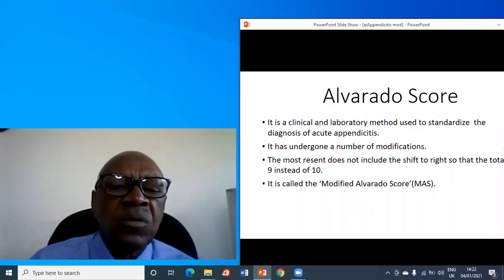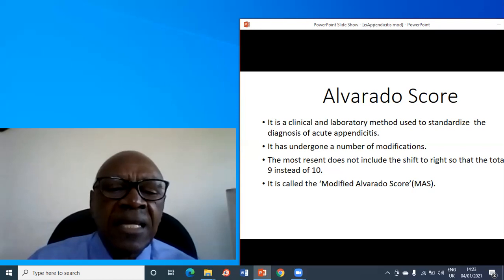Alvarado Score. It is a clinical and laboratory method used to standardize the diagnosis of acute appendicitis. It has undergone a number of modifications. The most recent does not include the shift to the right so that the total is 9 instead of the old 10. It is called the modified Alvarado Score, abbreviated as MAS.